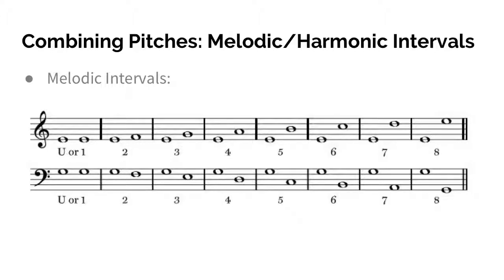Here we have melodic intervals. You can see them both in the treble and bass staff. As you can see, these are unison, and we have a second, third, fourth, and so on. If we count the letter names, let's go to the fifth one. E is 1, F is 2, G is 3, A is 4, B is 5. As you can see, if you count the letter names, you get that interval, and it applies to the bass clef as well.